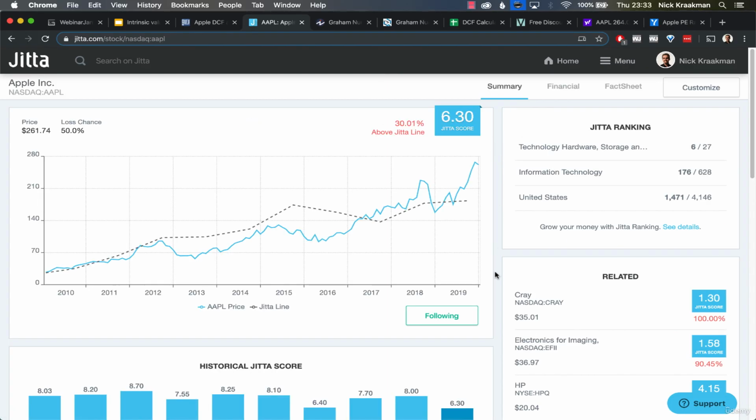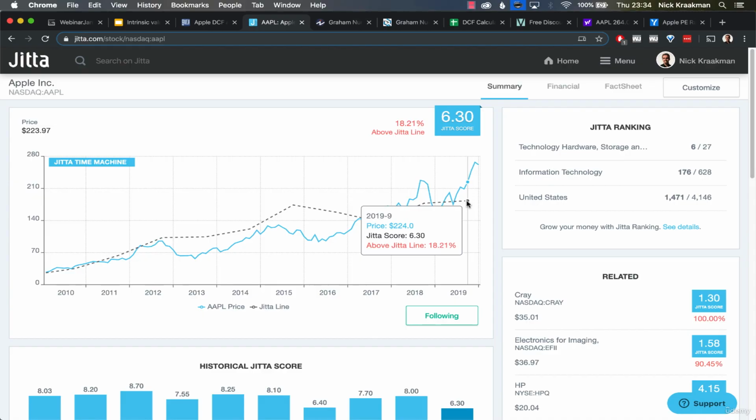So in this case, we're actually interested in this chart. This is not a calculator, not an intrinsic value calculator like we just saw, but here they have already calculated the value for us and compared it to the price of the stock. So the blue line is Apple's share price, and the black dashed line, that's what they call the Jetta line. And in this case, that is representing the intrinsic value.